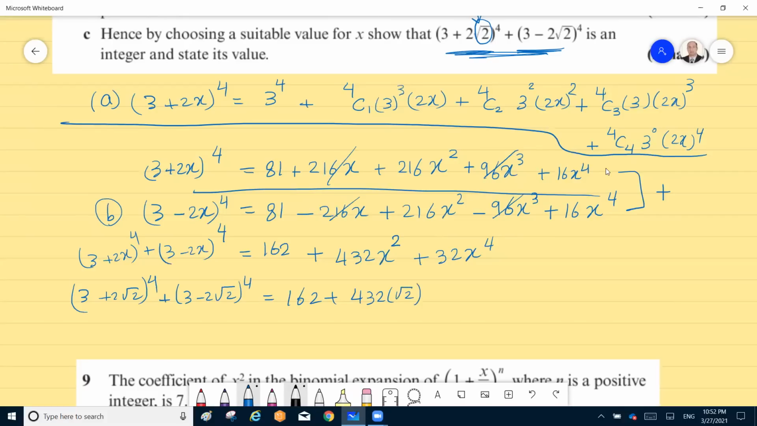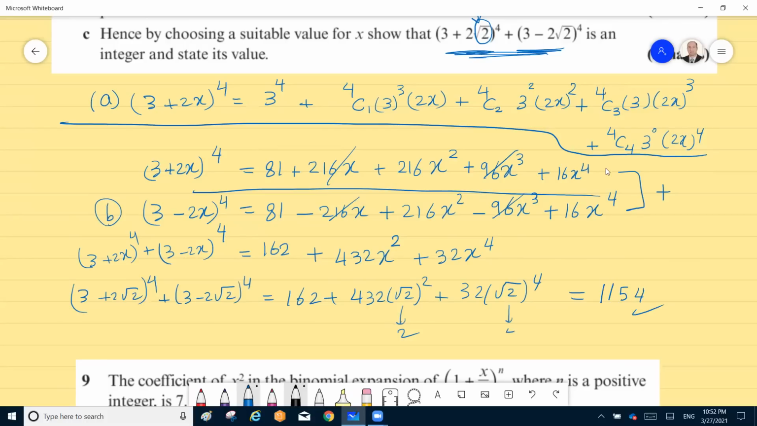Radical 2 squared plus 32 into radical 2 power 4. When you simplify this one, you will get an integer because radical 2 squared is 2 and radical 2 power 4 is 4. So the final answer I found is 1154. Okay.